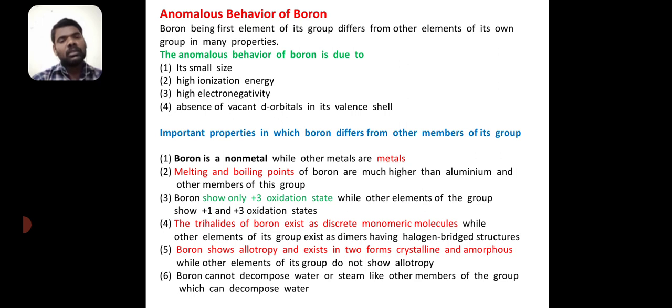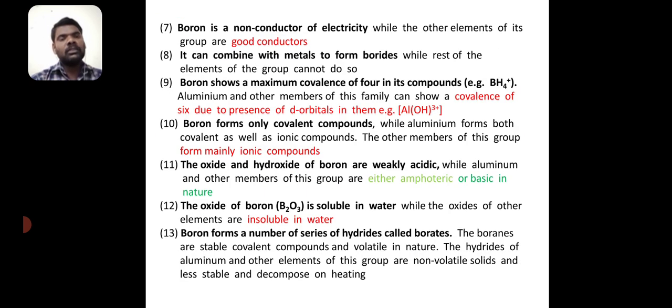Boron cannot decompose water or steam like other members of the group, which can decompose water. The seventh point is that boron is a non-conductor of electricity, but other elements are very good conductors. Boron combines with metals to form borates. The rest of the elements cannot form these borates. Boron shows a maximum covalence of 4 in its compounds, for example boron hydrides. In aluminum and other members of this family the covalence is 6 due to the presence of d orbitals.